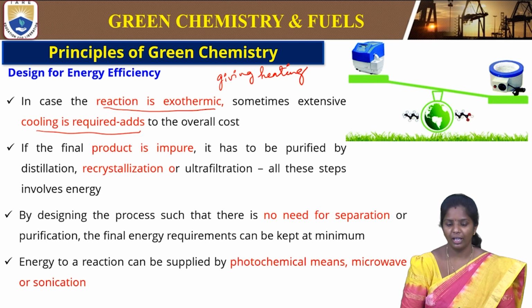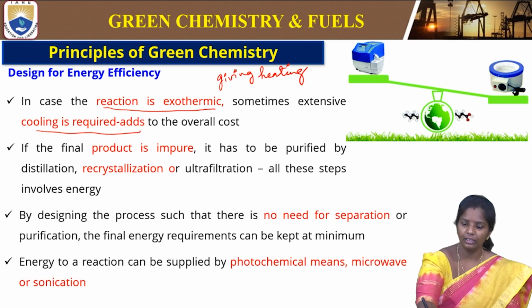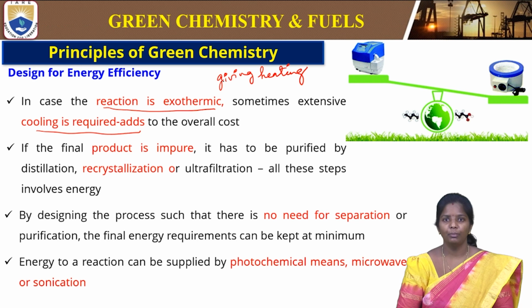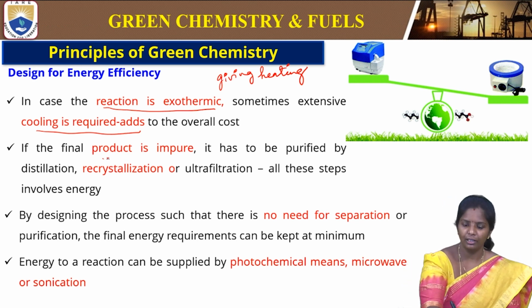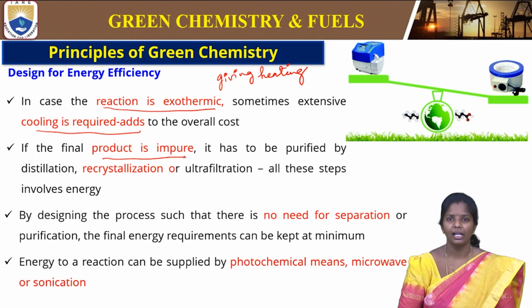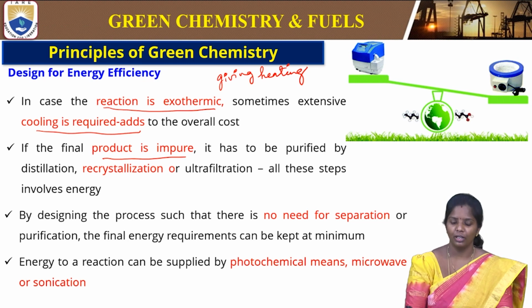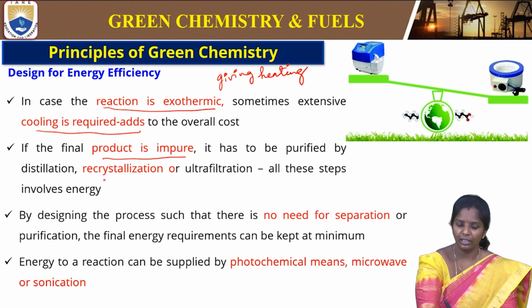In that case, what we have to do is modify the exothermic reaction so that the cooling capacity can be changed. The other case is if the final product is impure. In synthetic methods, we generally get impure final products, so they have to be recrystallized so that we get a pure form of the product.